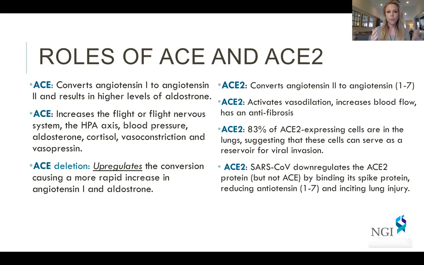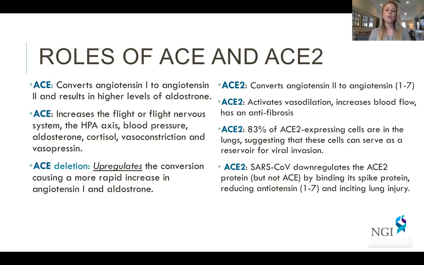So what does ACE2 do? So ACE2 sort of balances ACE. So it actually converts that angiotensin 2 to almost like an anti-inflammatory form, angiotensin 1-7. And so what it ends up doing is reducing that constriction and causing vasodilation, increases blood flow, and also has an anti-fibrosis effect. So one of the things we're seeing in people who have COVID-19 is that they're getting lung fibrosis. So part of the reason why that's happening is because the ACE2 gene isn't working as well as it should.